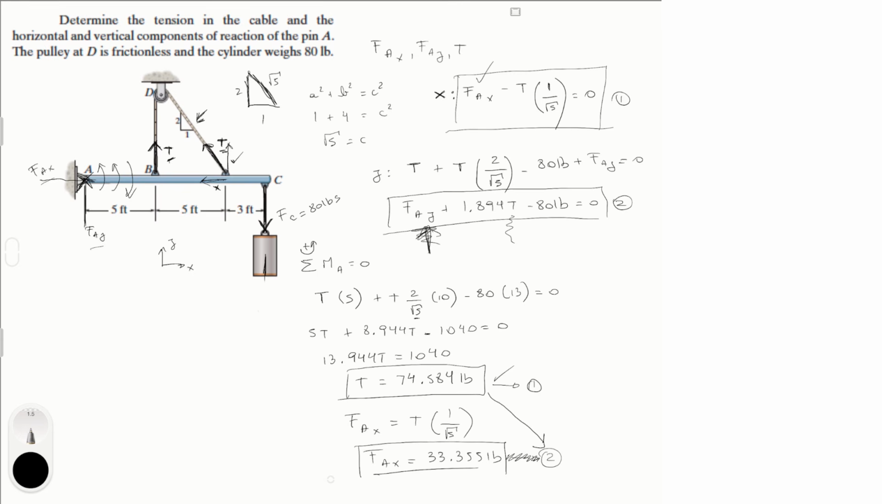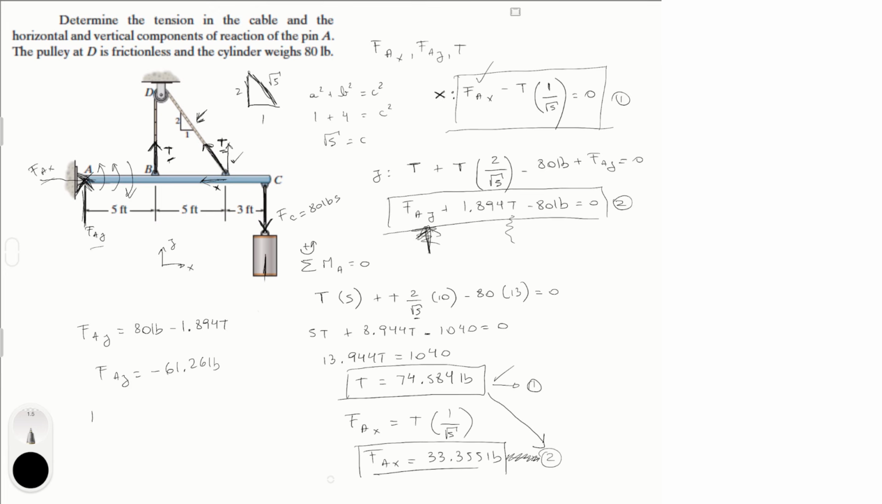And we will get that F of A of y is equal to 80 pounds minus 1.894T, and we plug in T, and we get that F of A of y is equal to minus 61.26 pounds, which means that the reaction at A is going in the opposite direction that we assumed. We assumed it was going up, so in reality it's going down.